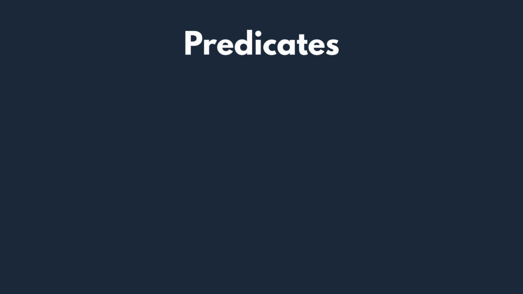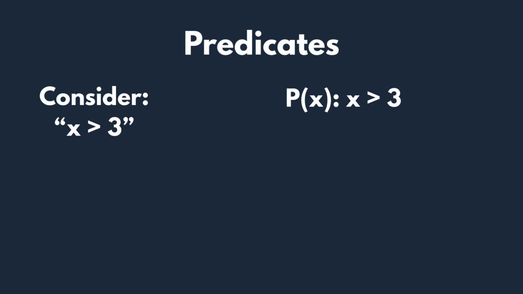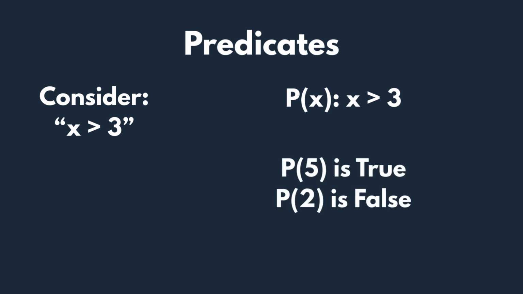Consider this: x is greater than 3. This statement does not have a truth value yet, because we do not know the value of x. Let us denote P(x) means x greater than 3. Now we can say P(5) is true and P(2) is false. Once a value replaces x, the statement becomes a proposition. P(x) itself is not a proposition until x is assigned a value or bound by a quantifier.